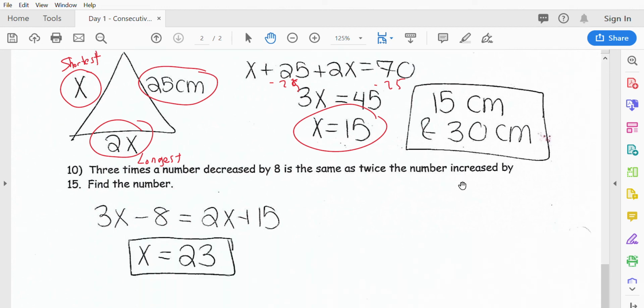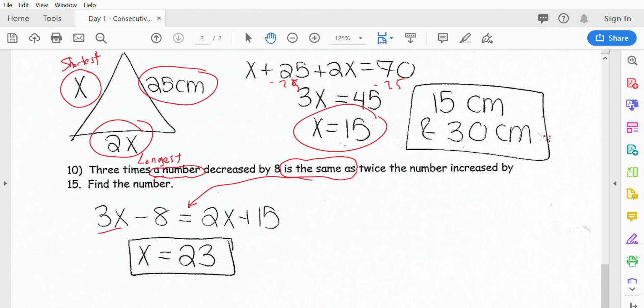Last but certainly not least, 3 times a number decreased by 8 is the same as twice the number increased by 15. Whew. Let's start off with the equals in the middle. Is the same as. Whenever there's a complex translation, I always like to start with the equals in the middle. 3 times a number decreased by 8. So a number could just be x. So 3 times that number is 3x.